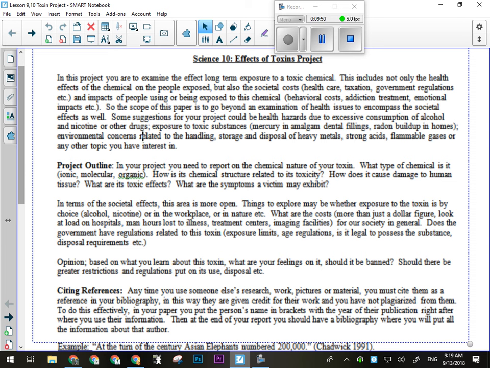What are the costs? And again, we don't want a dollar figure here. We're looking at things like load on hospitals, man hours lost to illness. That's a big one. From a business perspective, if somebody's not at work doing their job, that can cost you money, right?